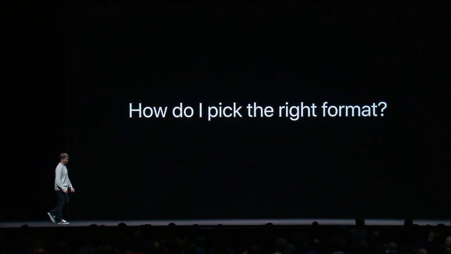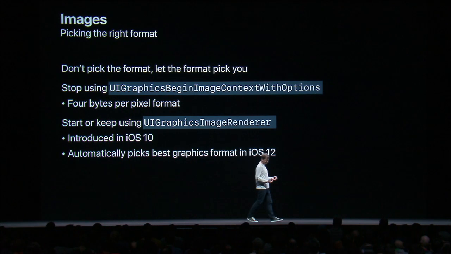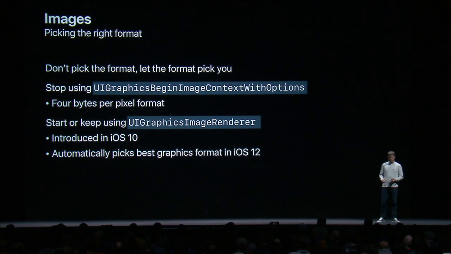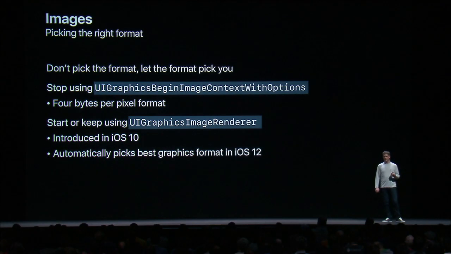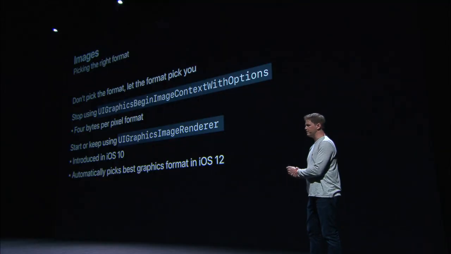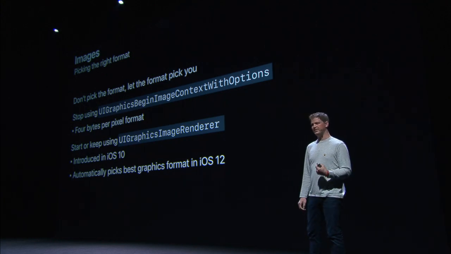So how do we pick the right format? The short answer is, don't pick the format, let the format pick you. If you migrate away from the UIGraphicsBeginImageContextWithOptions API, which has been in iOS since it began, and instead switch to the UIGraphicsImageRenderer format, you can save a lot of memory, because UIGraphicsBeginImageContextWithOptions is always a 4 byte per pixel format. It's always sRGB. So you don't get the wide format if you want it, and you don't get the 1 byte per pixel A8 format if you need it. Instead, if you use the UIGraphicsImageRenderer API, which came in iOS 10, as of iOS 12, it will automatically pick the best graphics format for you.